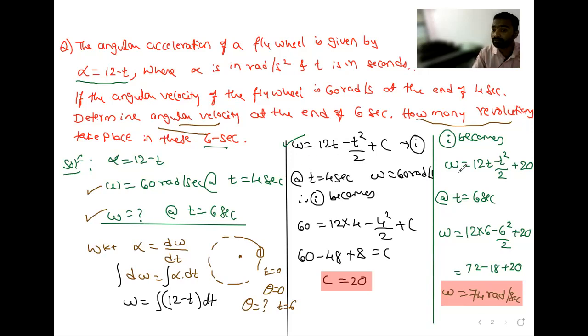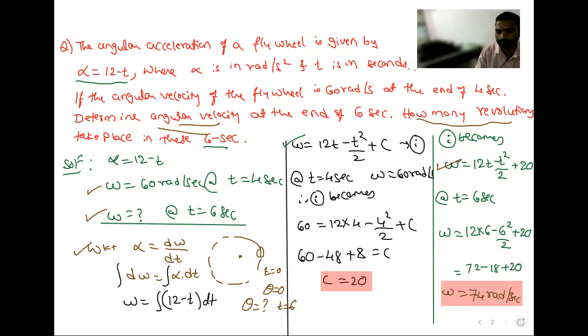He is asking the number of revolutions. कितना rotation हो गया? Rotation means that is displacement. Correct? Yes. It means you have to find out the displacement function now. How to determine the displacement function? He has given the acceleration function. From this acceleration function, you have determined a velocity function. So then again, from the velocity function, you have to determine the displacement function.